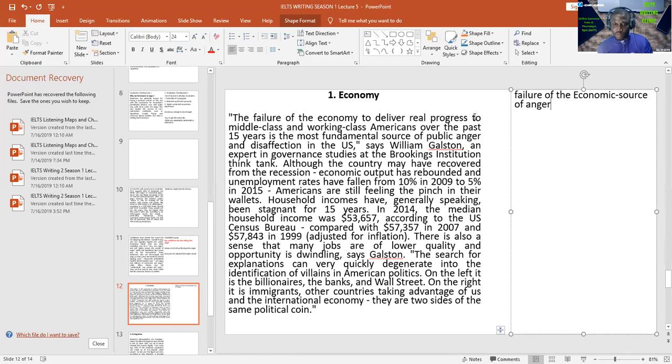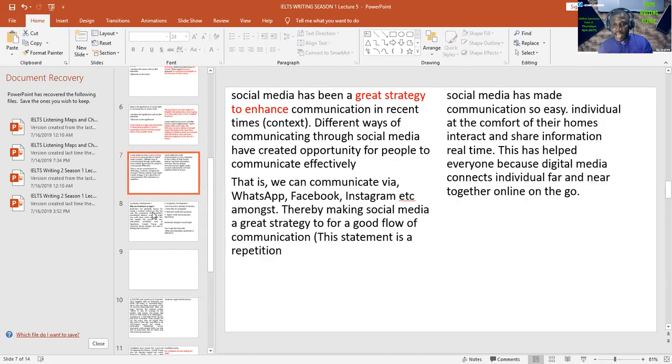Okay, economic failure: the failure of the economy to deliver real progress to middle class and working class Americans over the past 50 years is the most fundamental source of public anger and dissatisfaction. Although the country may have recovered from recession, economic output is all about economy. Everything in this paragraph was about economy. So that is one aspect. The number one thing is the main idea, and I have gone to the length to explain main idea.